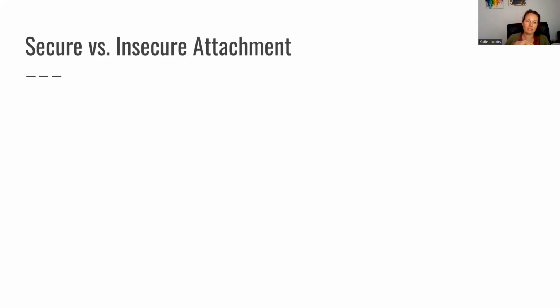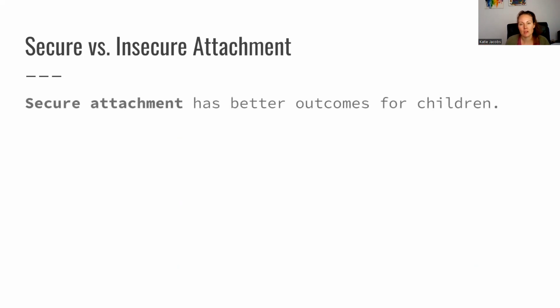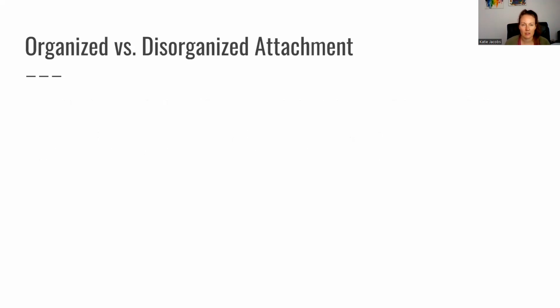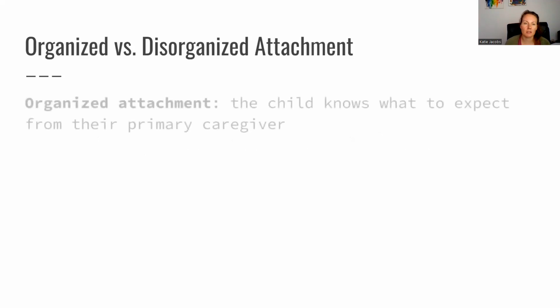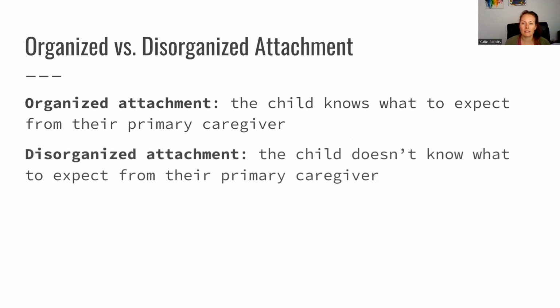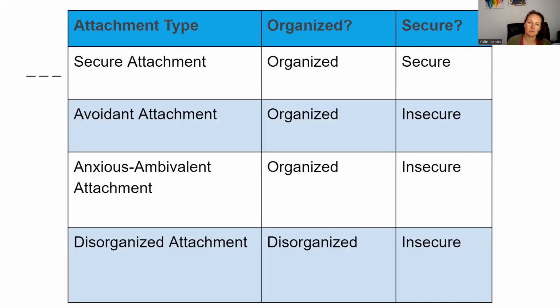So attachment can be broken down into secure versus insecure attachment. Secure attachment has better outcomes for children. There's only one type of secure attachment and 3 types of insecure attachment. And insecure attachment puts children at risk for socio-emotional issues further along in development. There's also organized versus disorganized attachment. With organized attachment, the child knows what to expect from the primary caregiver, while with disorganized attachment, the child doesn't know what to expect from their primary caregiver. And so these different things will help us decide what type of attachment style a child has.